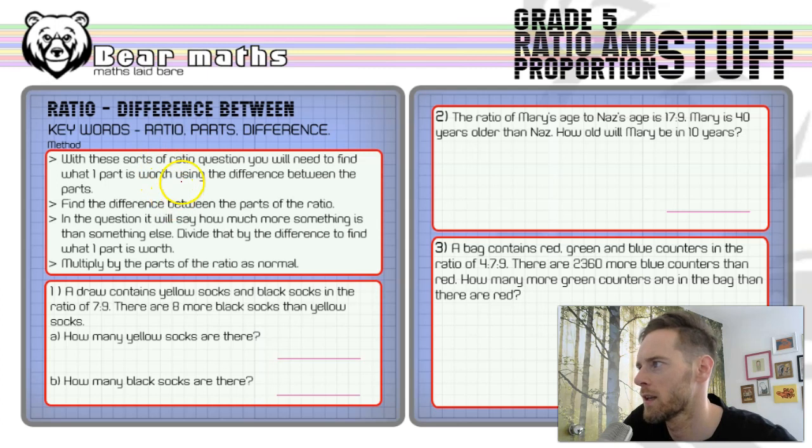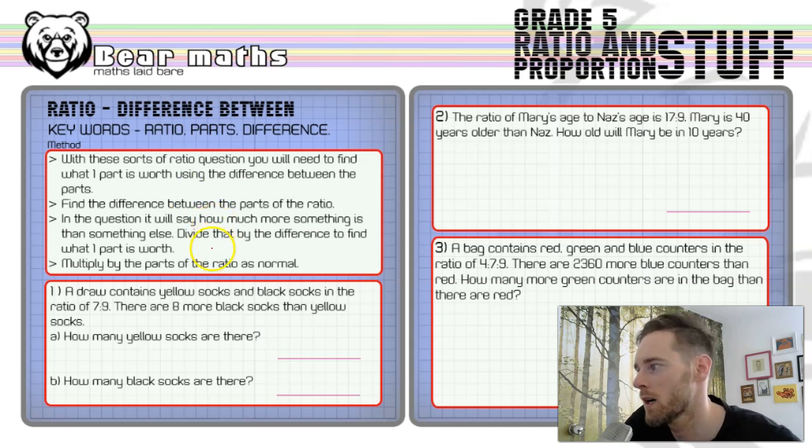So the method states, with these sorts of ratio questions, you'll need to find what one part is worth using the difference between the parts. It's always very useful to find what one part of a ratio is worth. Find the difference between the parts of the ratio. It's the first step. In the question, it will say how much more something is than something else. Divide that by the difference to find what one part is worth, and then multiply by the parts of the ratio as you normally would when you're sharing.